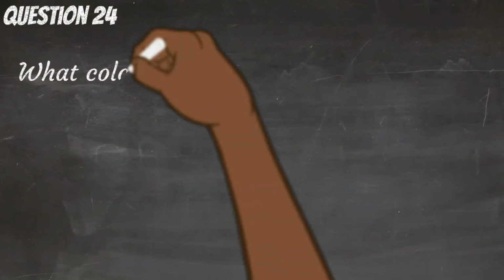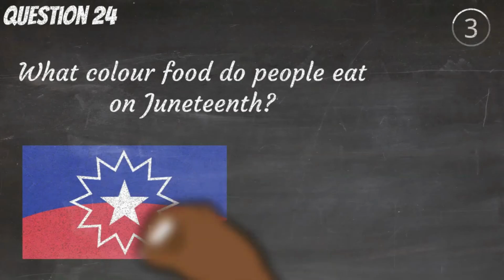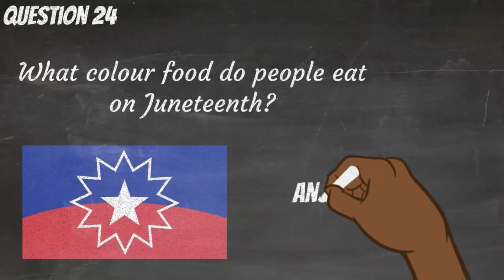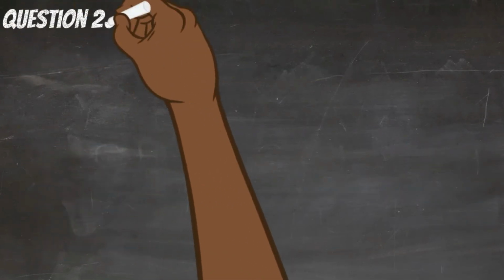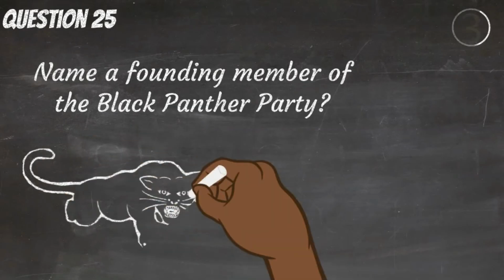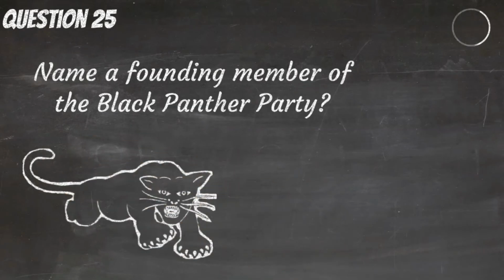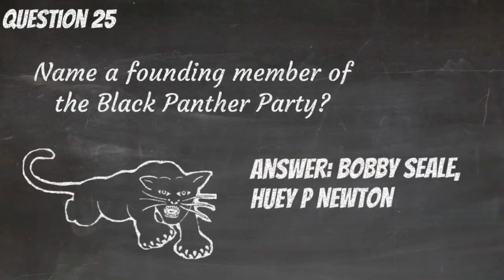Question 24. What colour food do people eat on Juneteenth? Red. Question 25. Name a founding member of the Black Panther Party. Bobby Seale or Huey P. Newton.